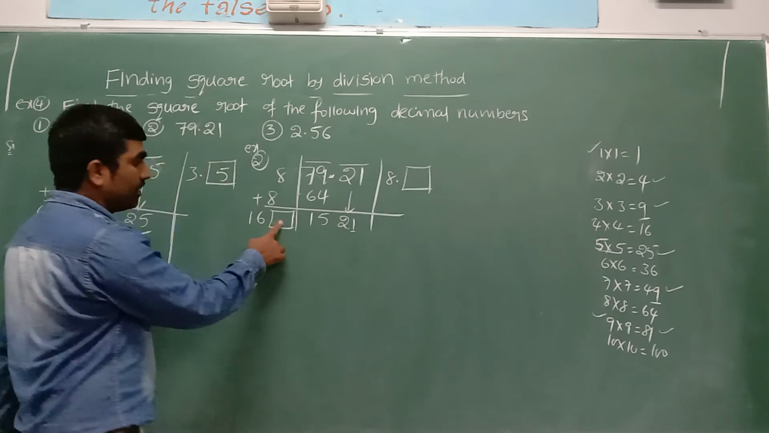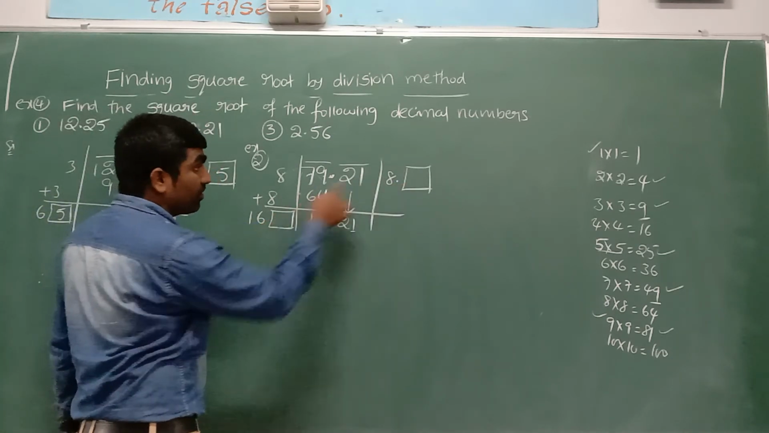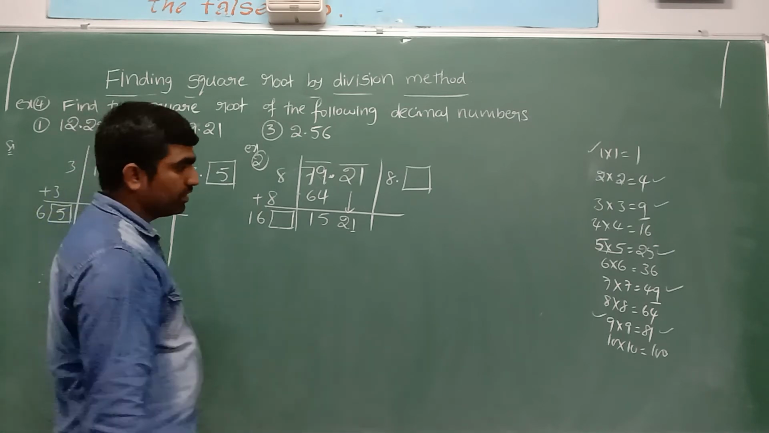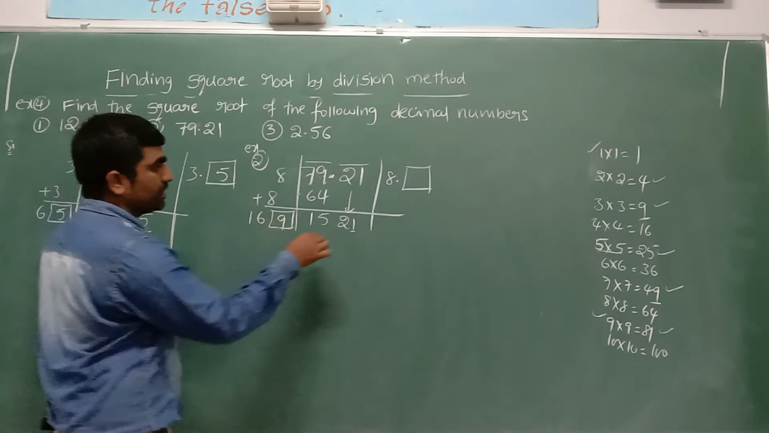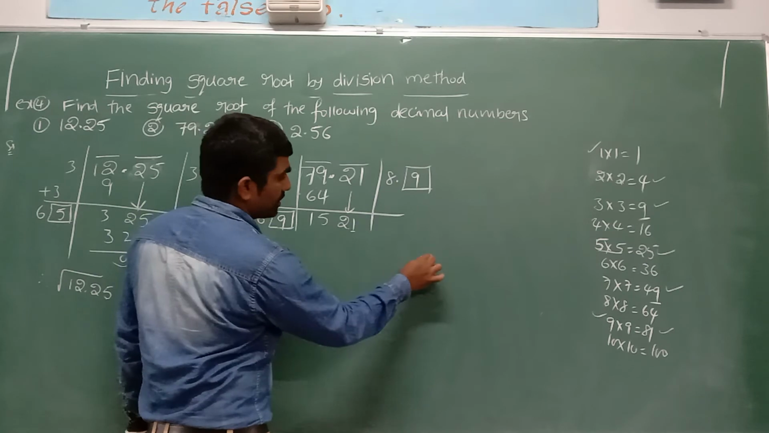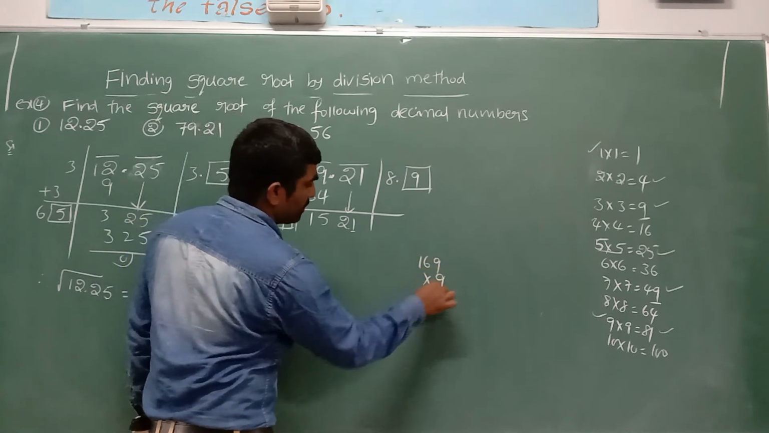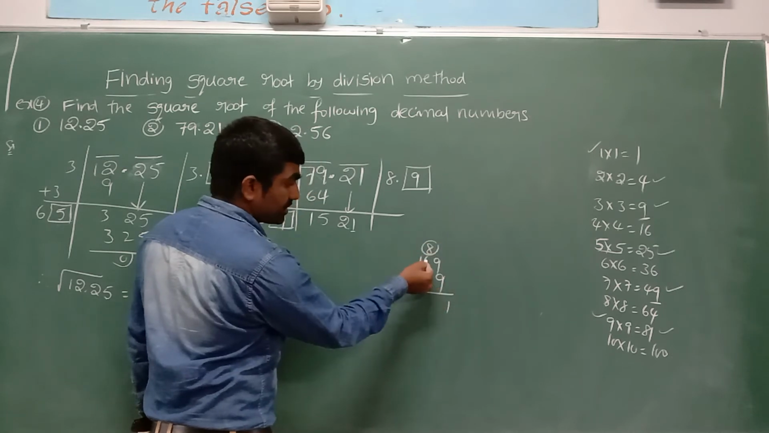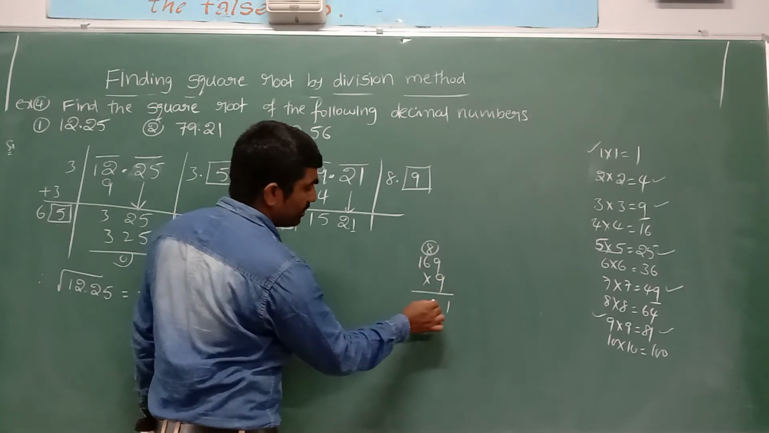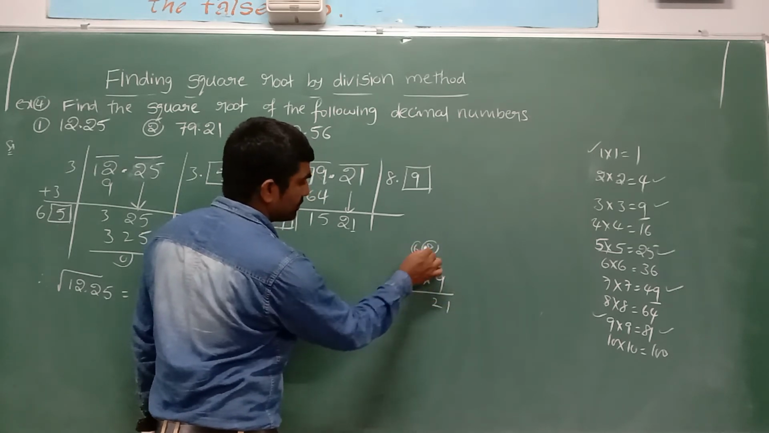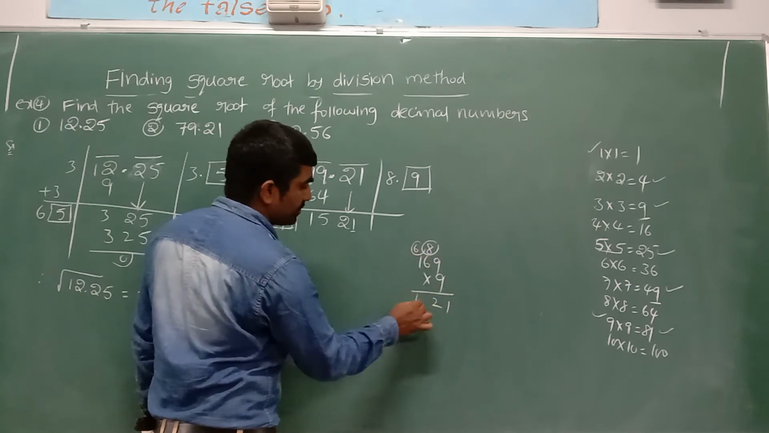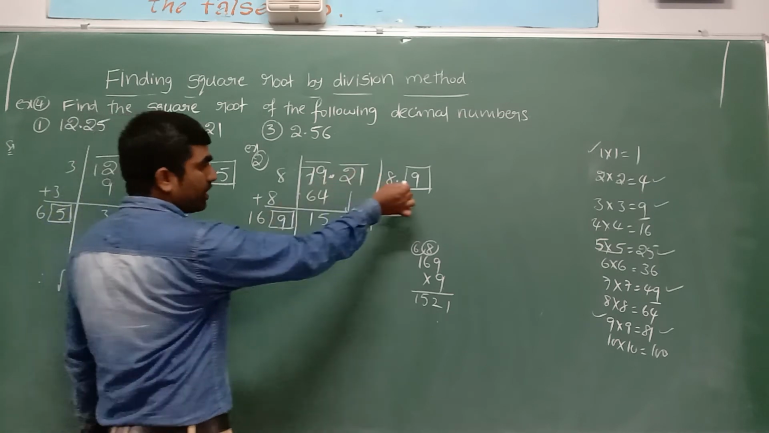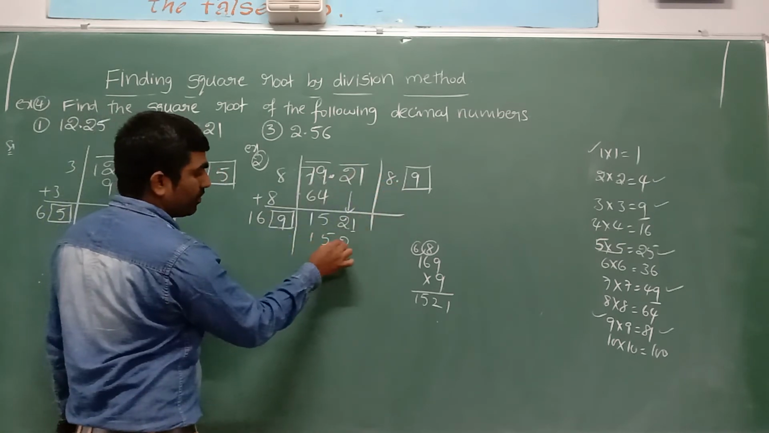If I write here 1, here also 1, 161 times 1 is 161. It is not near. So we'll go with 9 only. 169 times 9. 9 times 1 is 9, 9 times 6 is 54, 9 times 1... let us see: 9 times 9 is 81, 1 and 8 carry. 9 sixes are 54, 54 plus 8 is 62, 2 and 6 carry. 9 ones are 9, 9 plus 6 is 15. 1521. Yes, we are getting the exact number. So 169 times 9 is 1521.